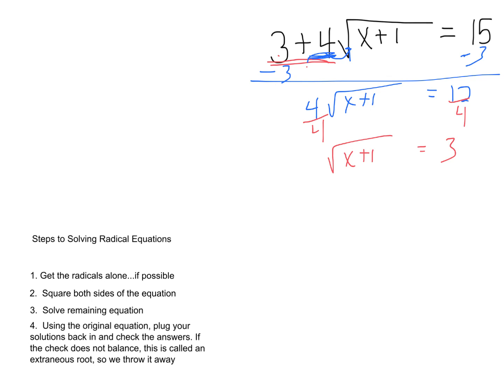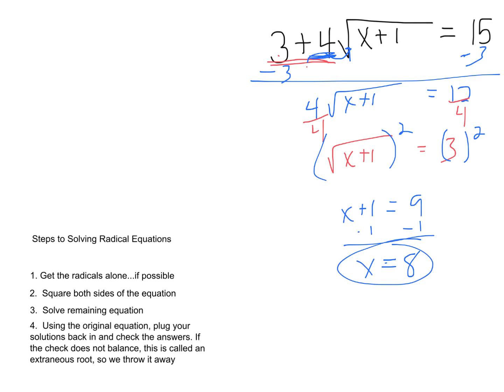Okay, now from here, square both sides. X plus 1 now equals 9. Minus the 1 to finish. X is 8. So let's do the check.